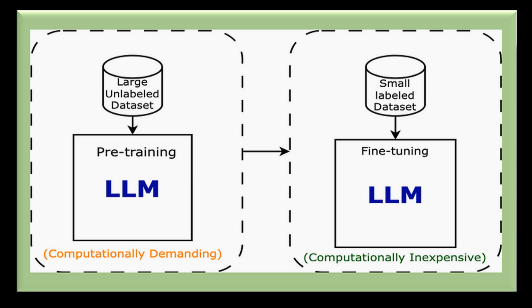Then comes fine-tuning. Fine-tuning is the process of adapting a pre-trained model to a specific NLP task by training it on task-specific data. The pre-trained model is used as a starting point, and the model's parameters are further optimized for the specific task.